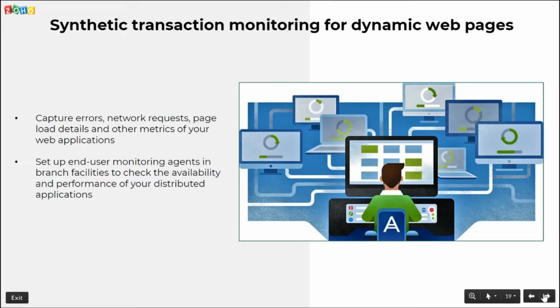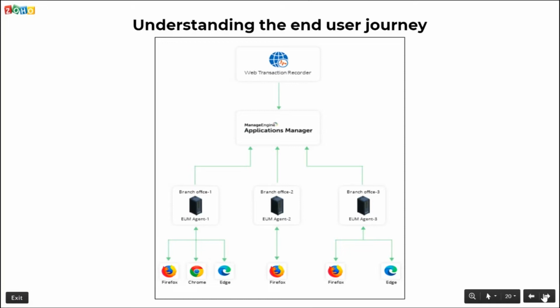Here also screenshots of the websites will be recorded. So whatever transaction you're performing, the transactions' screenshots will be recorded. Here we also give flexibility to monitor URLs in different parts of the globe by setting up the agents in different branch offices. So let me quickly show how the synthetic transaction monitor works.